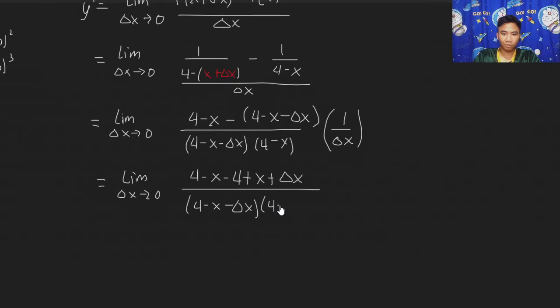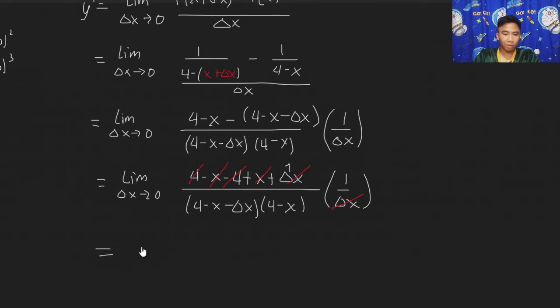Multiply to the 1 all over delta x. So, as you can see, we can now cancel these. Then negative x and then positive x. If you notice, only delta x is left. So, we can still cancel this and this. And then we still have 1 here at the top.